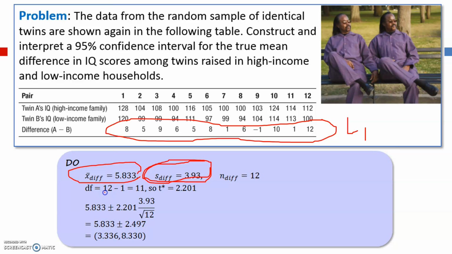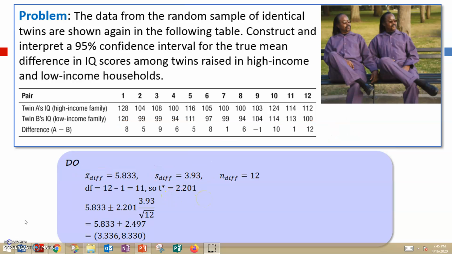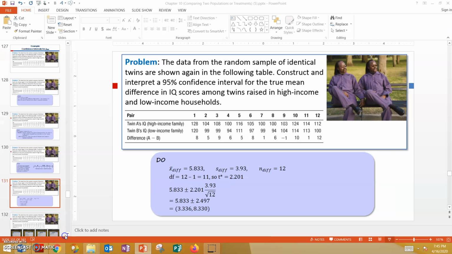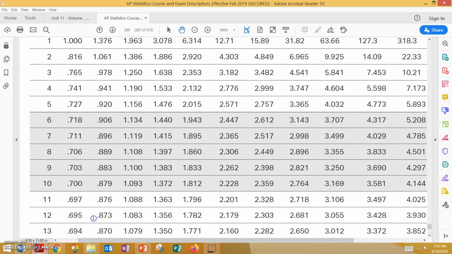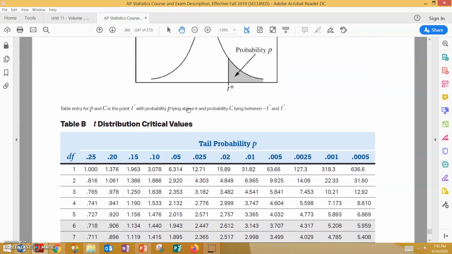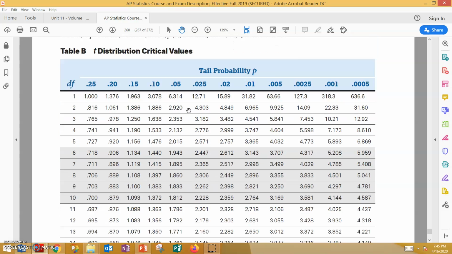So if you are doing this by hand, there's 11 degrees of freedom, and that gives us a t-star of 2.201. Now again, where does that come from? We're going to go to table B, which is the table of t-distribution critical values.